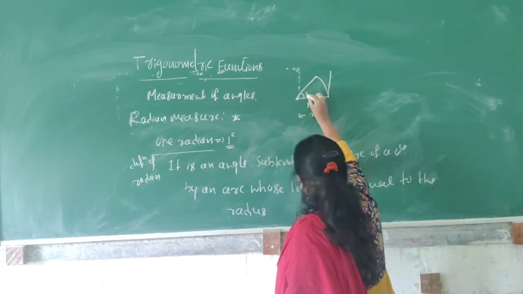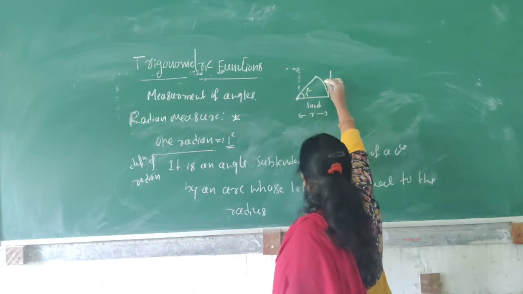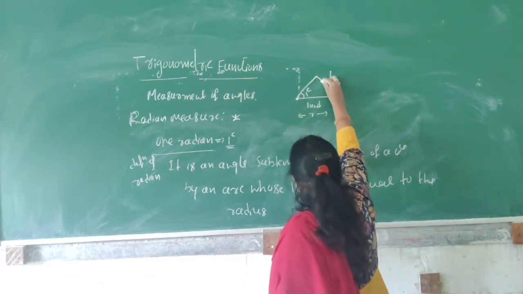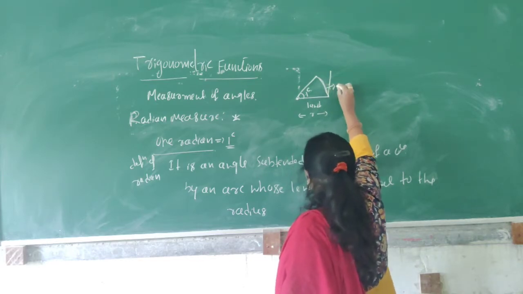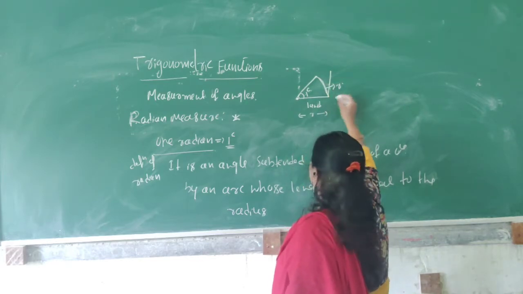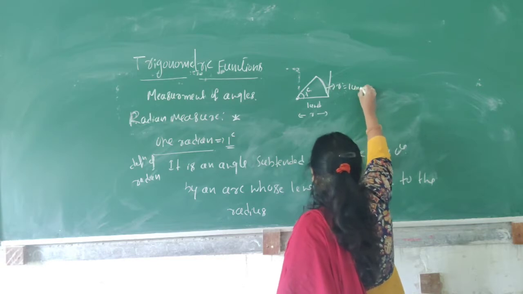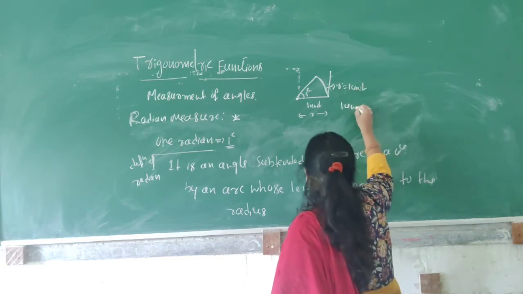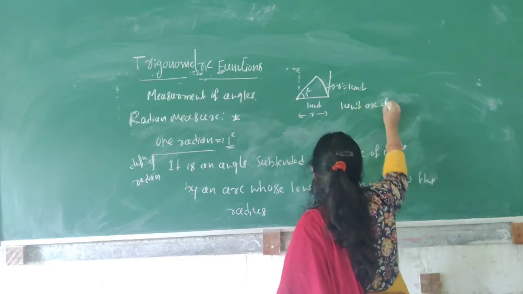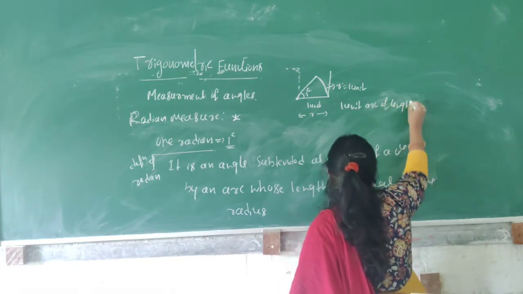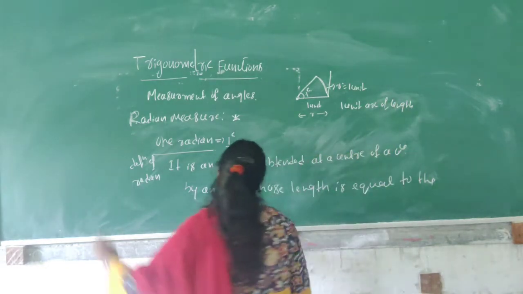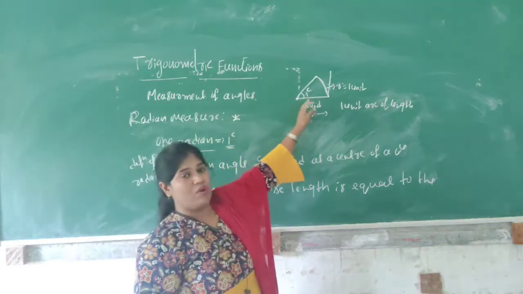So this one is denoted by 1 radian. Here also this R is the radius R, which is equal to 1 unit. A 1 unit arc of length is called the radian. So it is denoted by 1c.